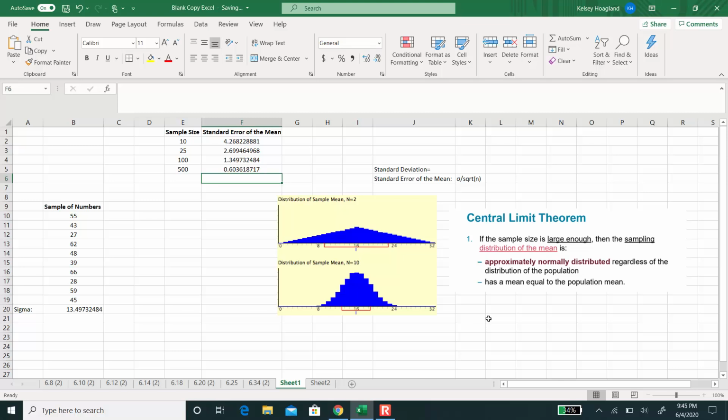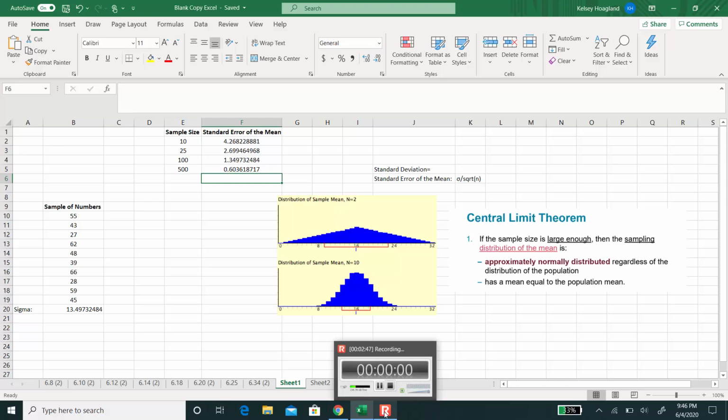This also has to do with the central limit theorem, which states that if the sample size is large enough, then the sampling distribution of the mean is normally distributed regardless of the distribution of the population, and has a mean equal to the population mean. So when you have larger sample sizes, you'll have more accurate data that more closely resembles the population as a whole rather than just the sample.